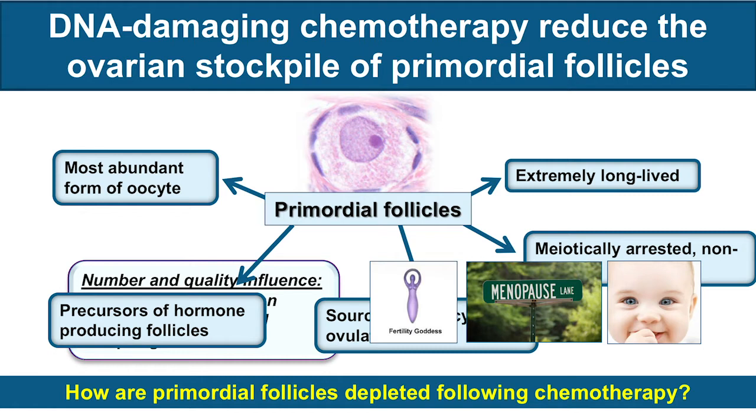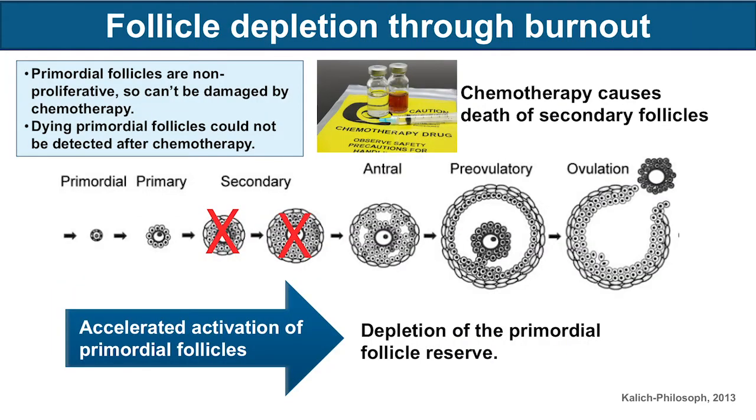So then how are primordial follicles actually depleted following chemotherapy? One of the more recent schools of thought is that follicle depletion occurs through a process called burnout. And I'm just going to briefly describe this process to you here. This concept arose from the fact that primordial follicles are non-proliferative. They don't divide, and so it was proposed that they can't be damaged by chemotherapy agents, which typically more specifically target proliferating cells. And secondly, it's been very hard to find dying primordial follicles in the ovary after chemotherapy, and lots of labs have experienced this.